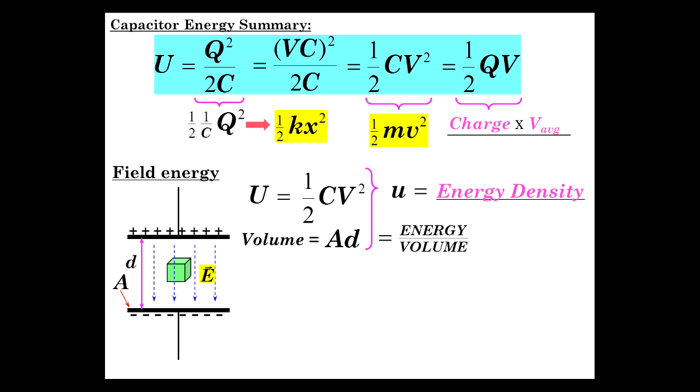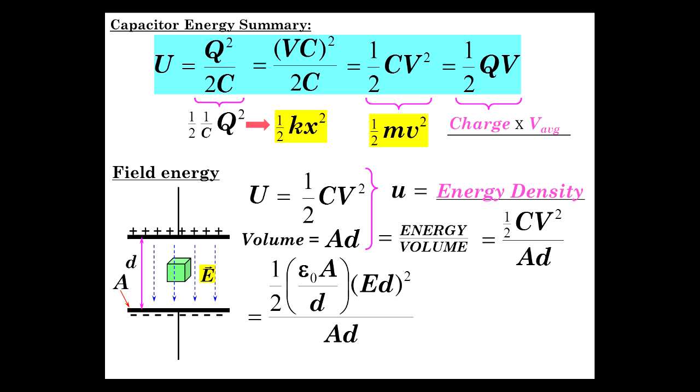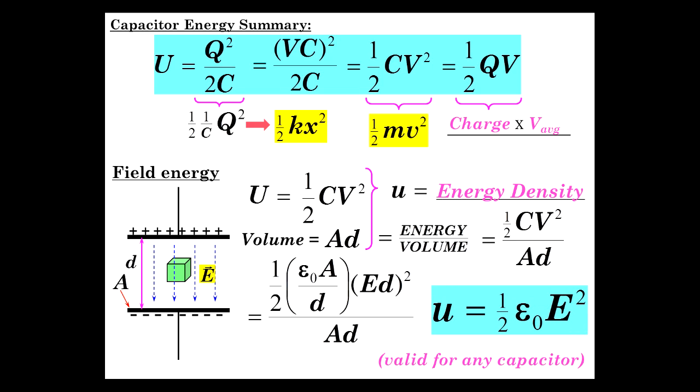So this energy per volume is all the energy divided by all the volume, 1/2 CV squared over AD. And that's 1/2 of C, which is epsilon 0 A over D, the geometric form. V, let's convert that to E times D, squared, over AD. Oh, that's nice. The A's go away. These D's combine and are erased by the two squared. And we get that the energy density is 1/2 epsilon 0 E squared, which is, interestingly, in an equivalent form to the other forms of energy we've seen in mechanics. 1/2 epsilon 0 E squared shows you that the energy in a capacitor really is in the electric field.